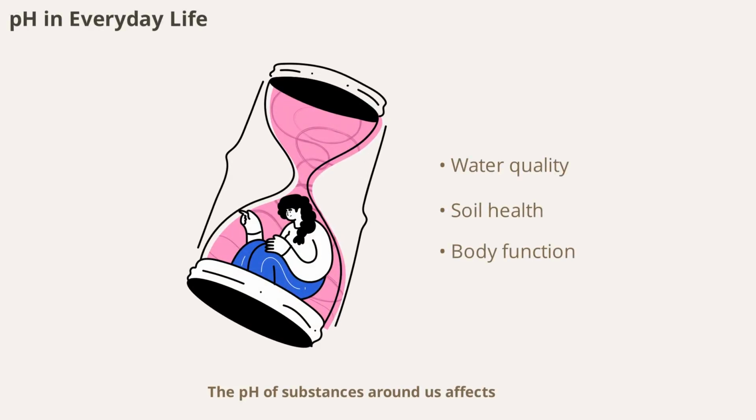The pH of substances around us affects everything from our health to the environment. For example, the pH of drinking water, soil, and even our food can influence taste, safety, and plant growth. In our bodies, maintaining the right pH is essential for proper functioning. That's why understanding pH isn't just for scientists, it's important for everyone.